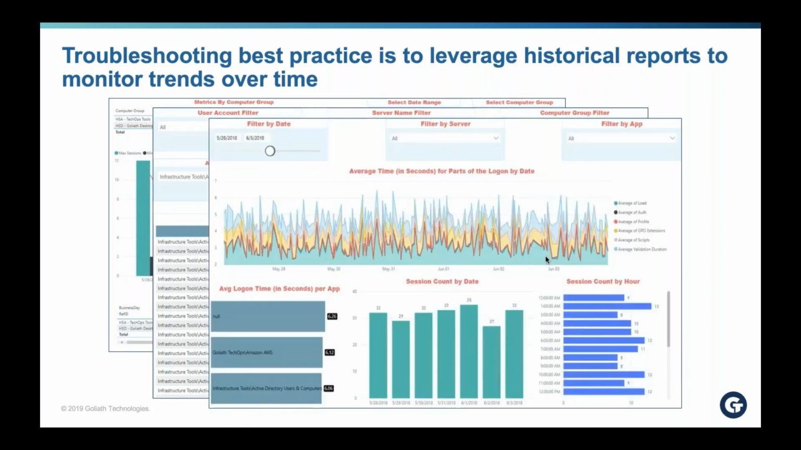This is another one for log-on duration that is more graphically pleasing, and it shows you log-on times based on stage, as well as overall session count per hour and per day, again showing you exactly how the performance is in your environment, and how the user counts and things like that take place across the environment.